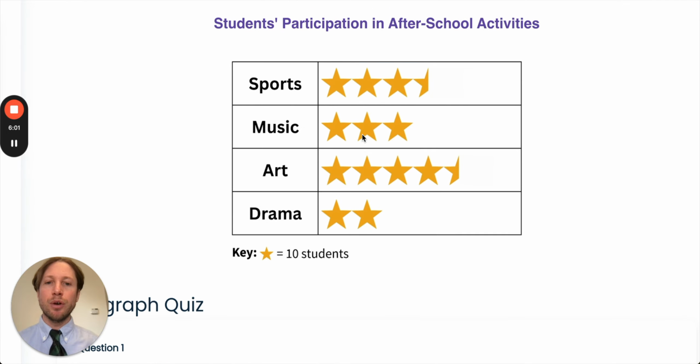All right, so now notice here how there is a short list of after-school activities: sports, music, art, and drama. And always remember to look for the key. Looks like 1 star here represents 10 students. So we have sports, music, art, and drama. For example, sports would be 10, 20, 30, and then this looks like a half. This also looks like a half, meaning sports has a total of 35 participants in this after-school activity.